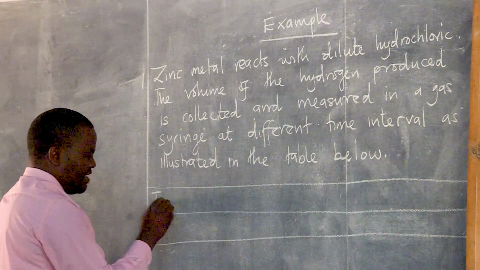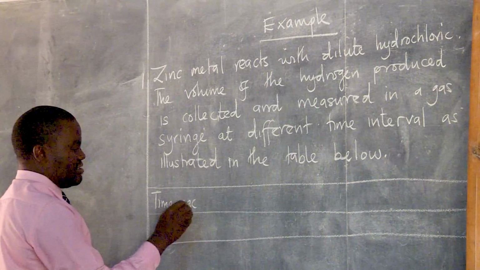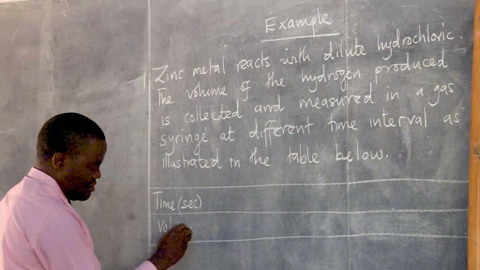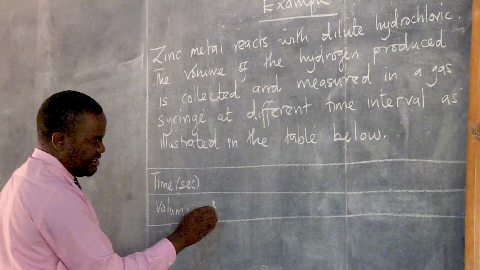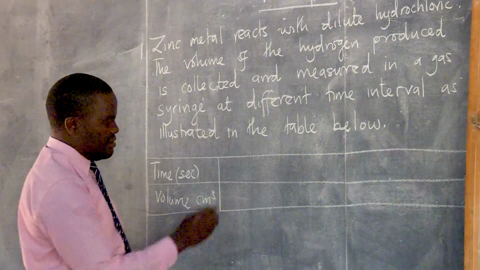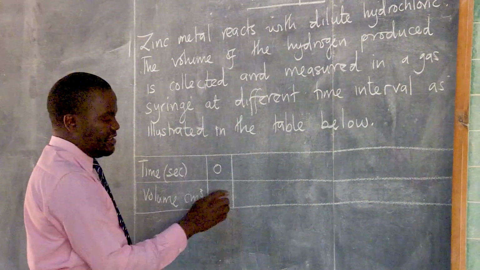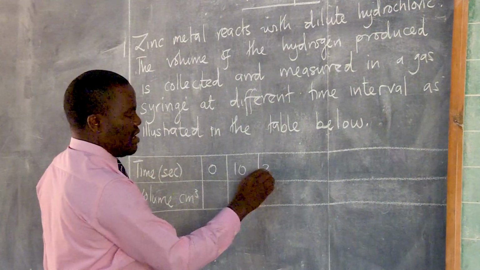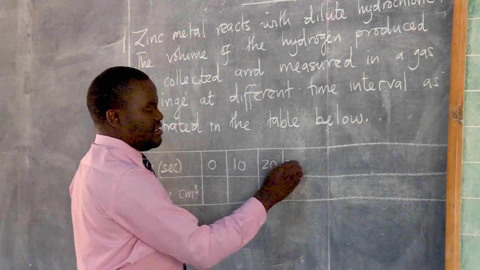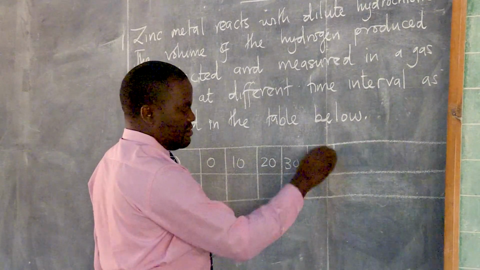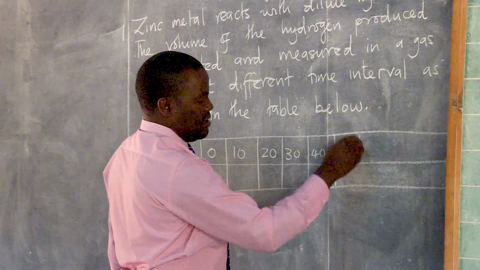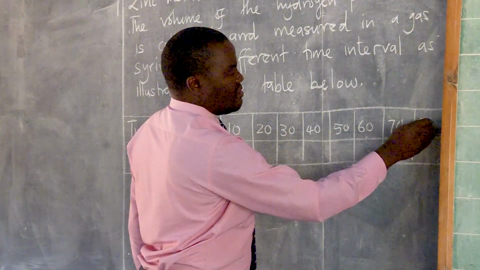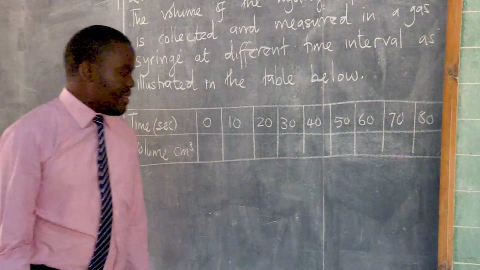So here we'll have time, and this time is in seconds. Then here we'll have volume, and this volume is in cubic centimeters. So we start with 0. The time interval is being measured every 10 seconds. So 10, 20, 30, 40, 50, 60, 70, and the last one, 80.